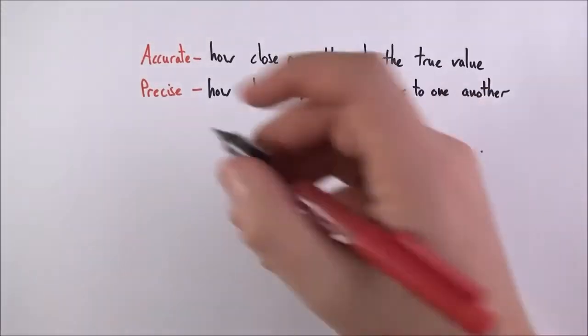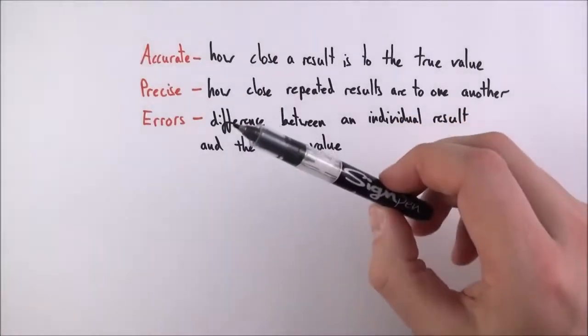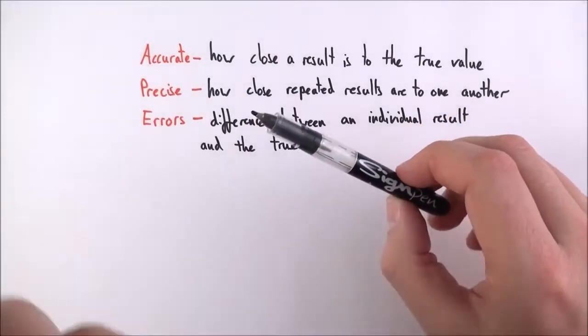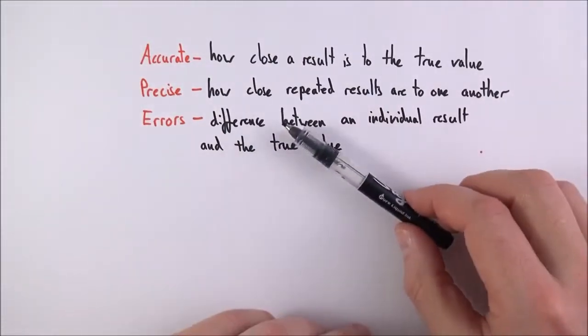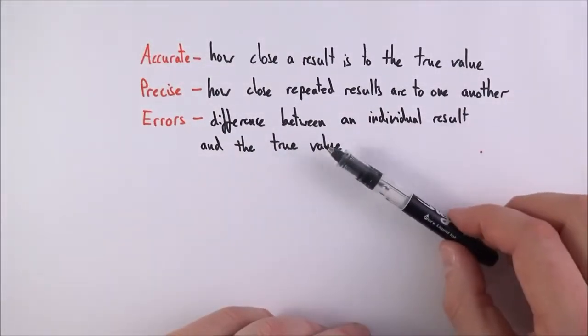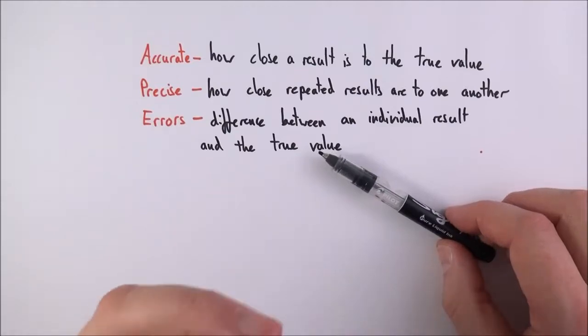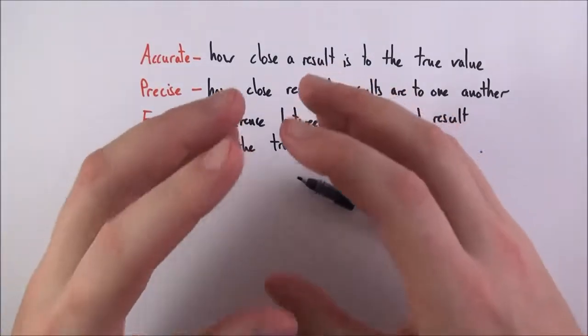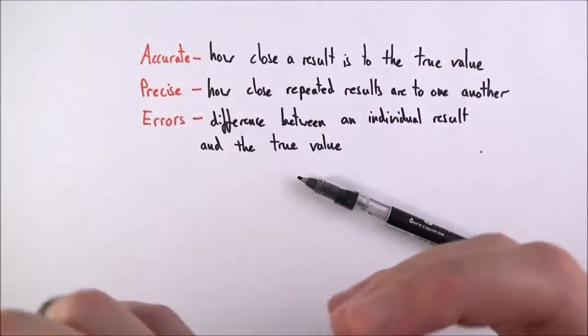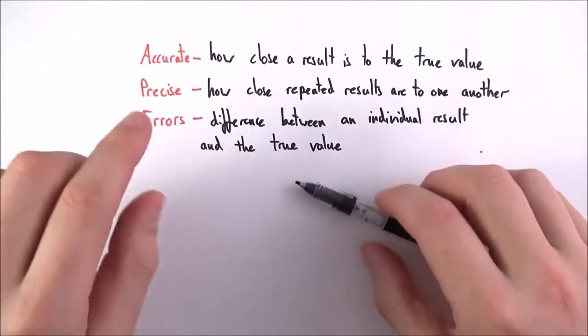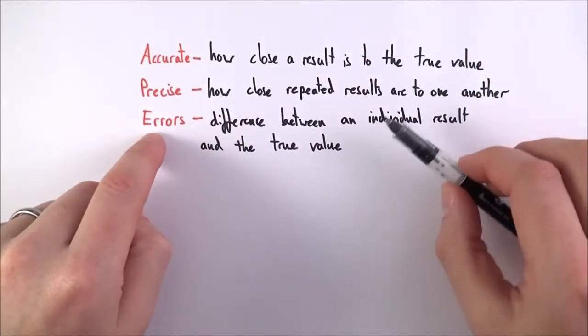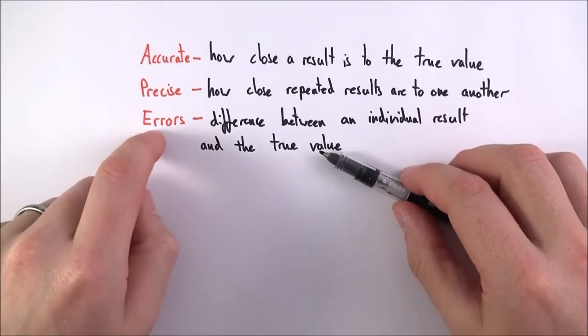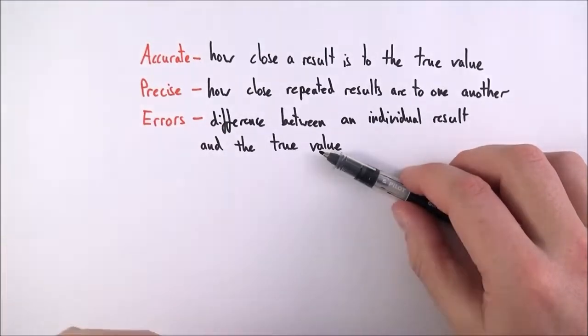First of all, errors. Errors are inherent in any experimental procedure when you have to measure something, and it's really the difference between an individual result and the true value. And this is something that we try to minimise, perhaps by thinking about the way we set up our experiment and the measuring instruments that we do use. But when we have an error between the measured value and the true value, what we then introduce is an uncertainty.